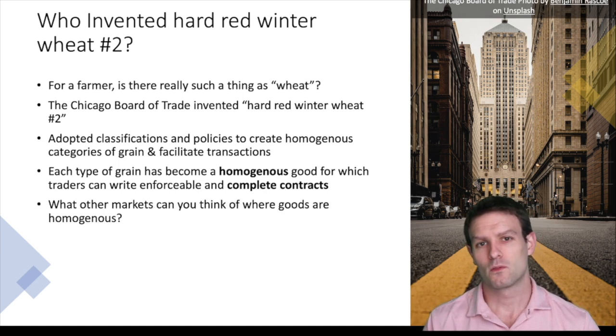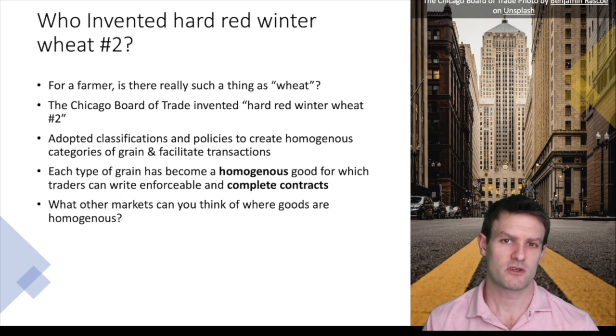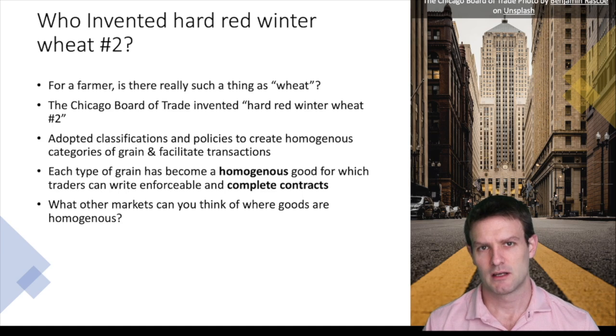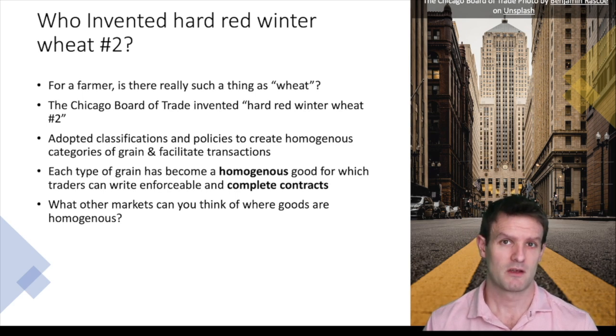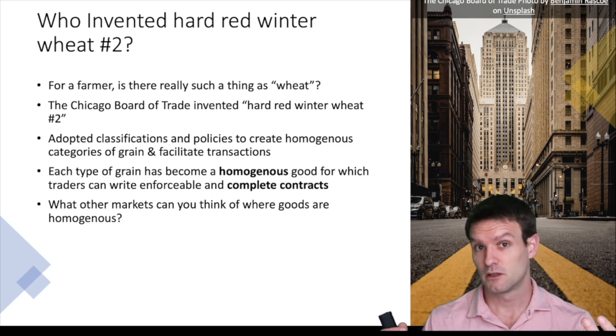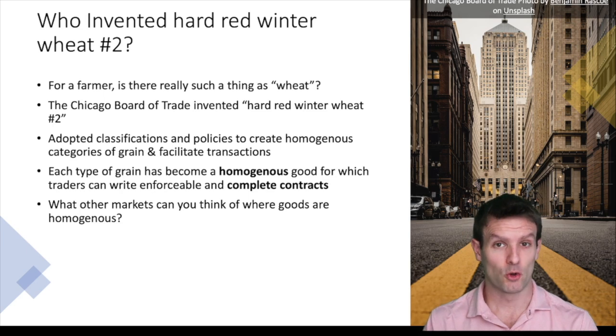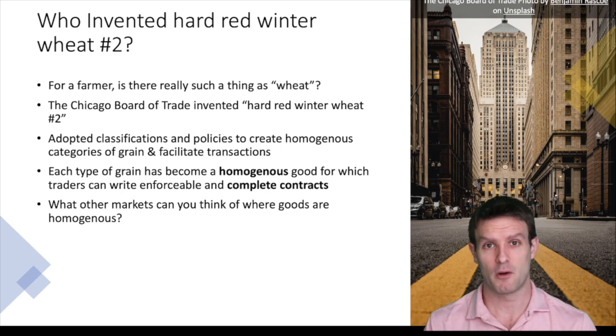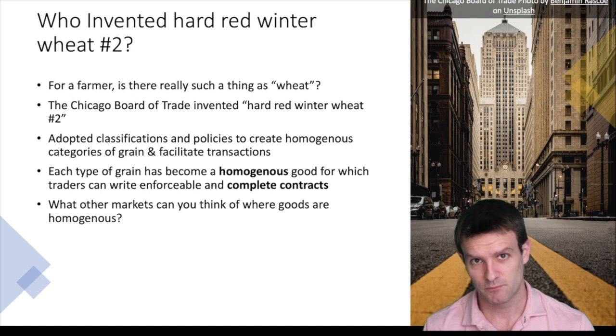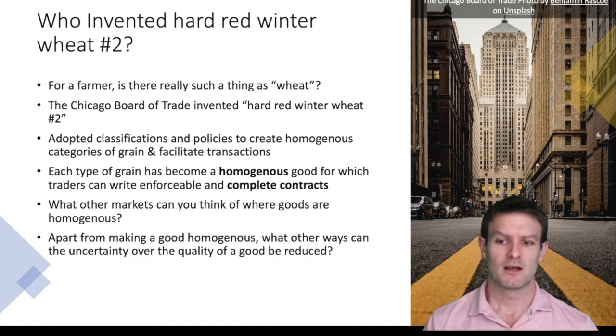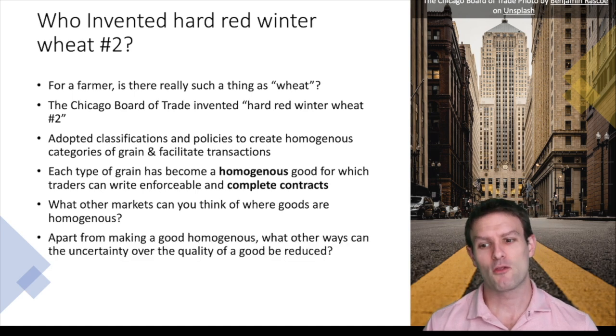Now, here's a question. What other markets can you think of where goods are homogeneous or standardized? What are the processes that exist in order to facilitate that kind of standardization or homogenization? Does it simply exist? Are there agreements that we come to in order to understand them as more or less homogeneous, more or less standardized? How does that work? Well, apart from making a good homogeneous, what other ways can we think of to reduce the uncertainty over the quality of a good?